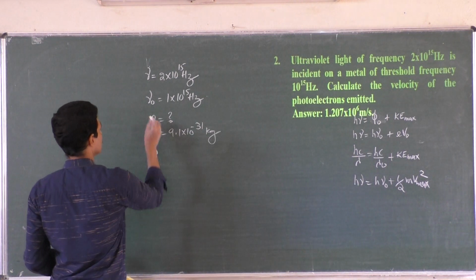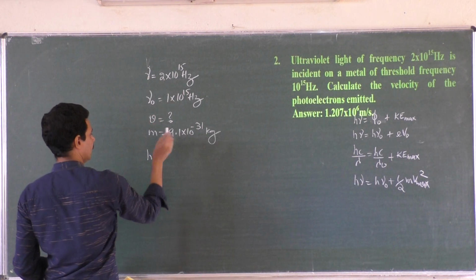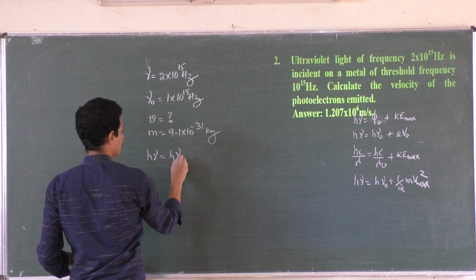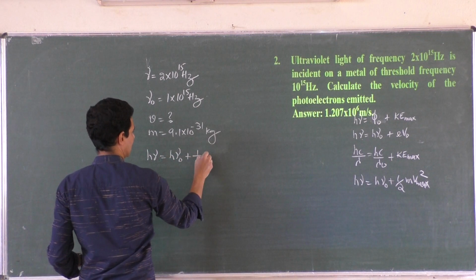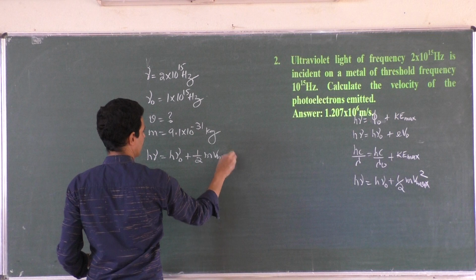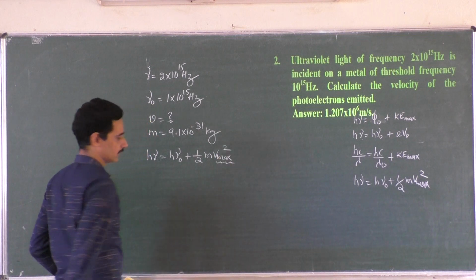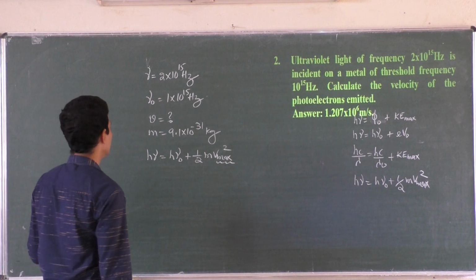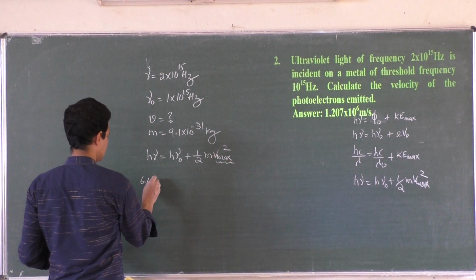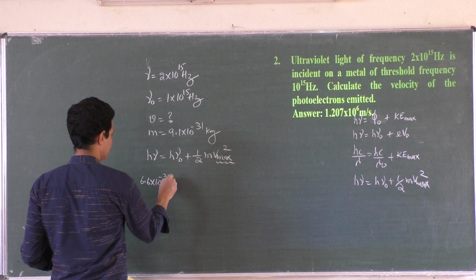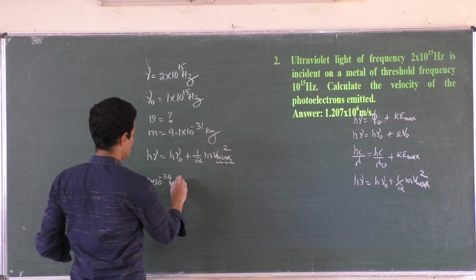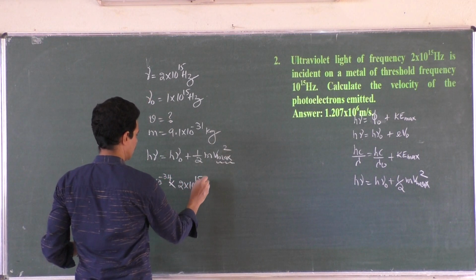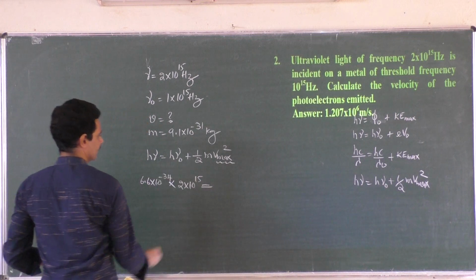h nu, because you can understand, nu, nu naught, v, and everything should be included in the formula. Work function plus kinetic energy maximum. And out of that, this is the thing which you have to find out, maximum velocity of photoelectrons. Okay. h nu, 6.6 into 10 to the power minus 34, incident frequency, 2 into 10 to the power 15 hertz, equal to h.